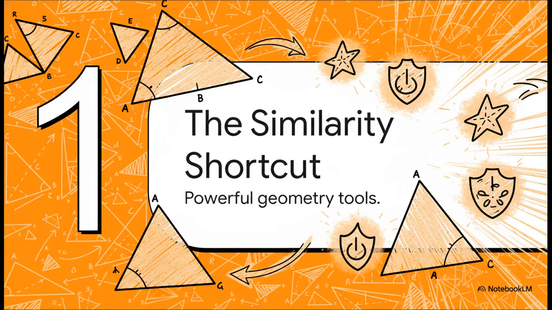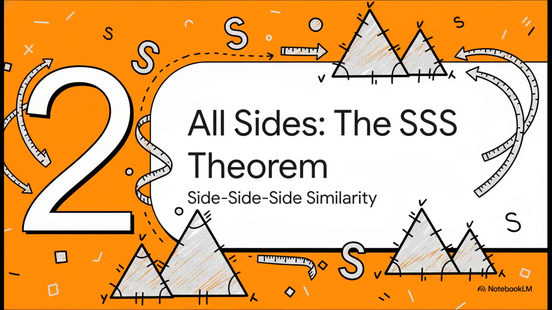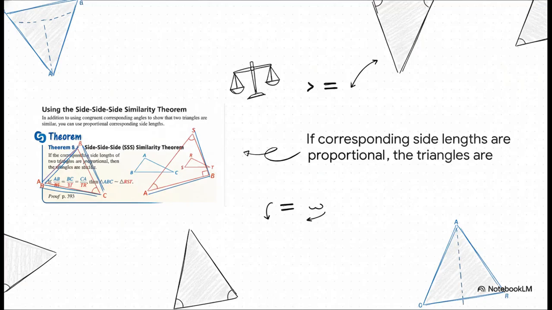And that's exactly where similarity theorems come in. You should really think of them as power-ups for your geometry toolkit. They save you time, they save you a ton of effort, and they give you that absolute mathematical certainty you need. Okay, our first tool is the side-side-side similarity theorem, or SSS for short. And yeah, as you probably guessed from the name, this one is all about the sides.